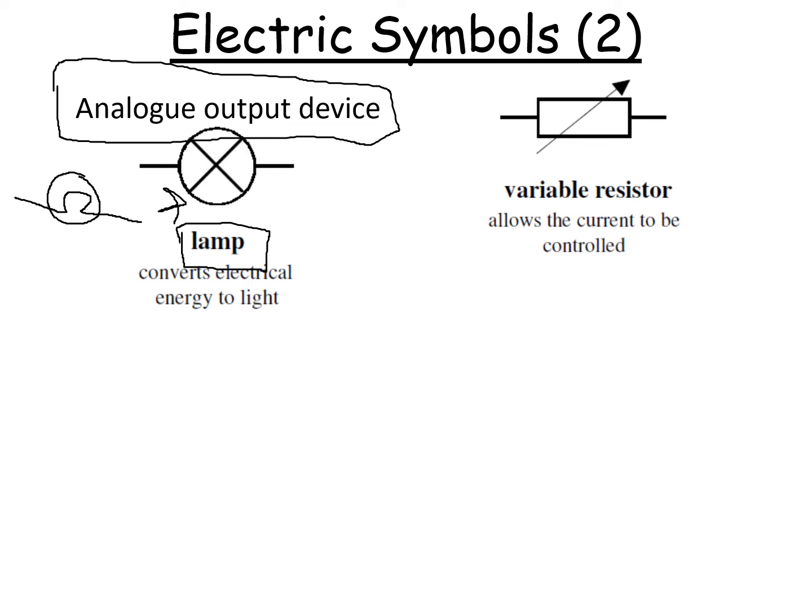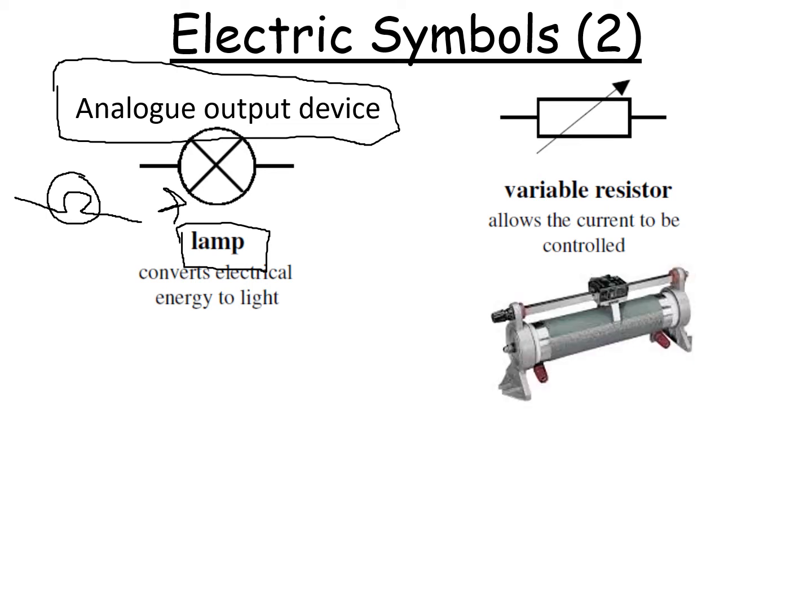Variable resistor, this allows the current to be controlled, so it looks just like a resistor, but there's an arrow going through it, and that arrow means it can be changed around. This is what a variable resistor looks like. These are the really big, bulky ones. We're going to use smaller versions of these.